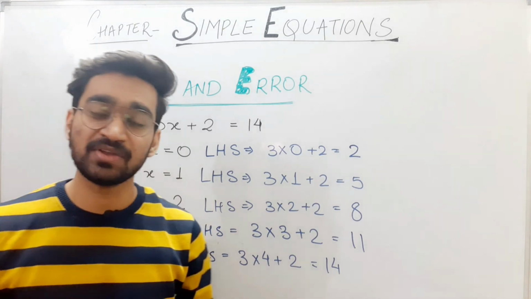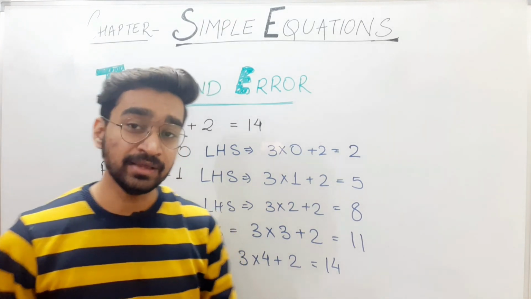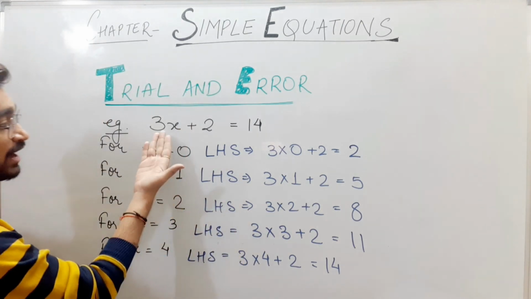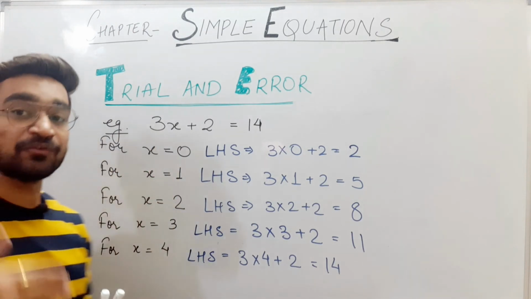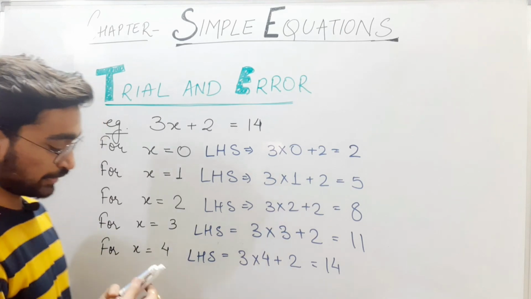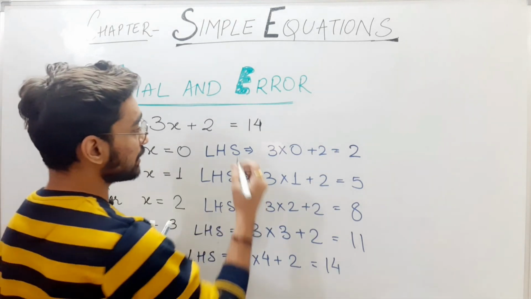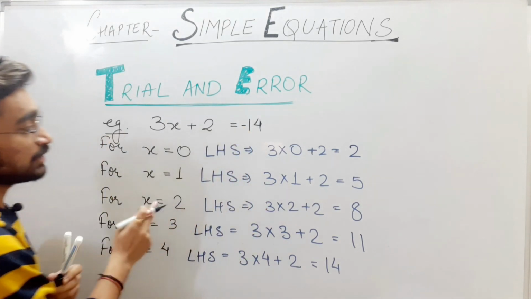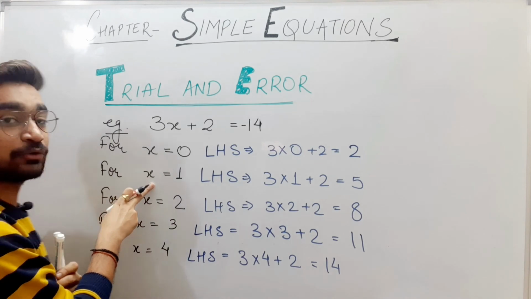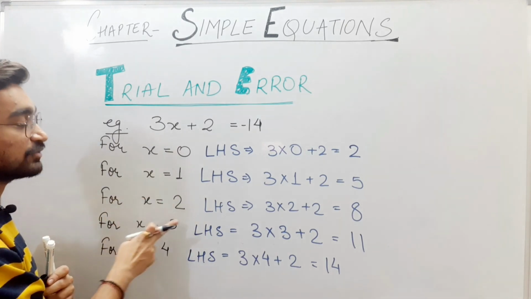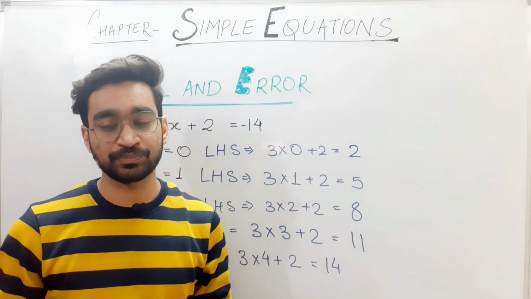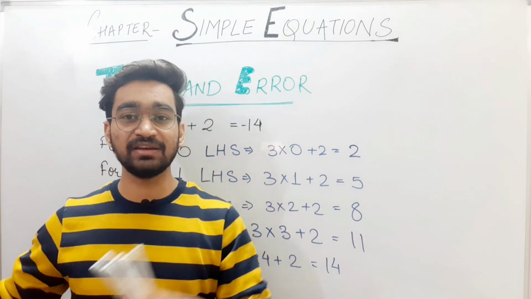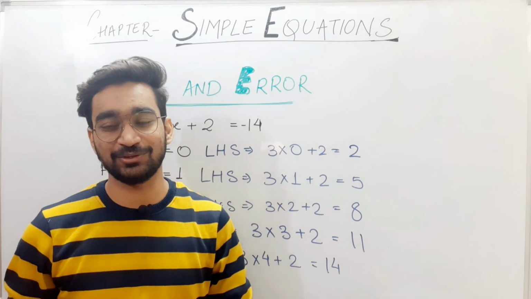So like that we have to use the trial and error method. If the answer is not coming with positive numbers, we can check for negative numbers also. For example, if in this case it were minus 14, we would put x is equal to minus 1, x is equal to minus 2, x is equal to minus 3. Like that we can go for positive as well as negative numbers also.